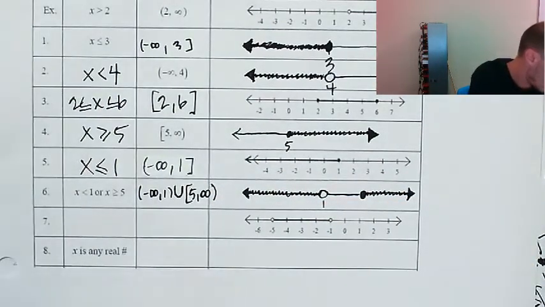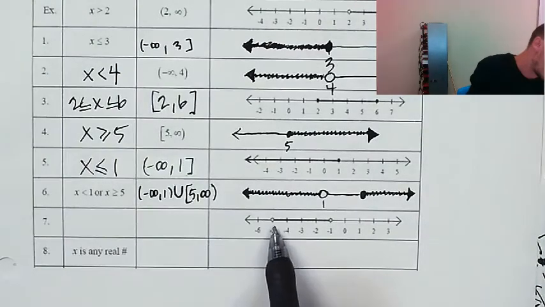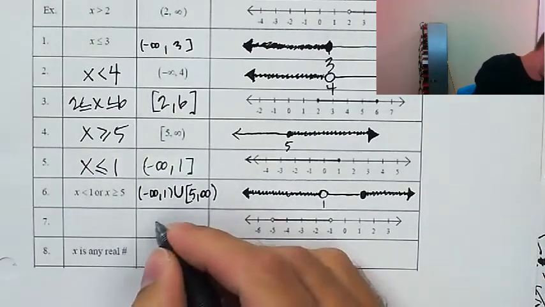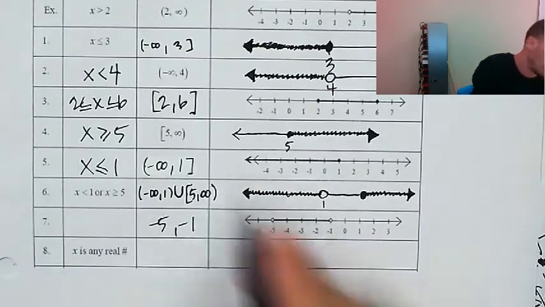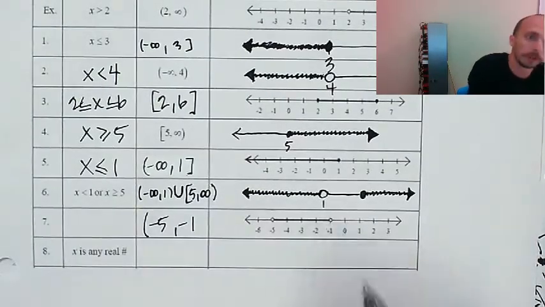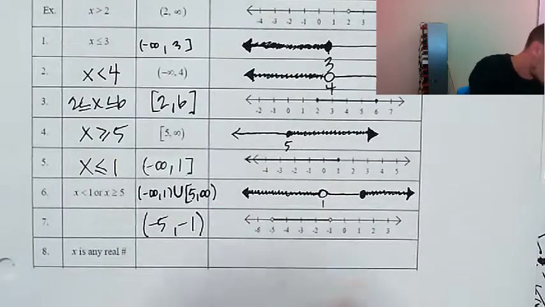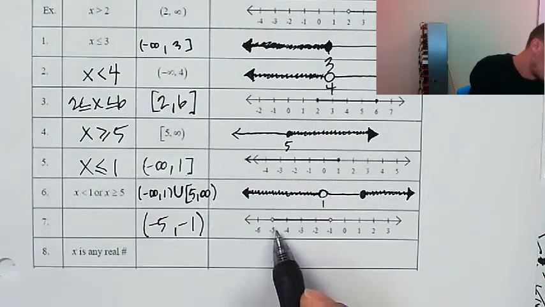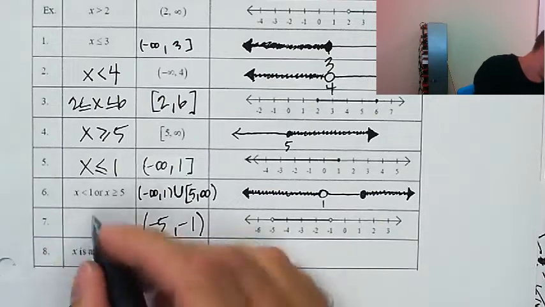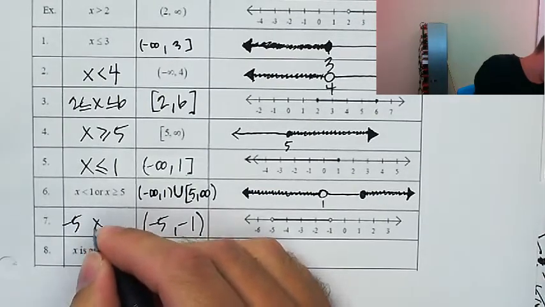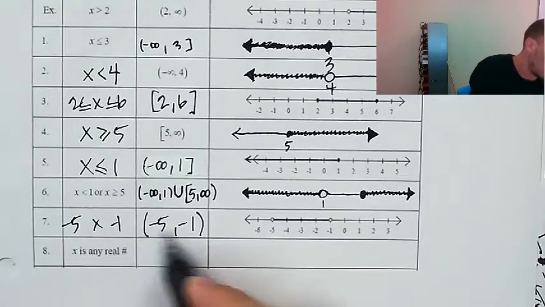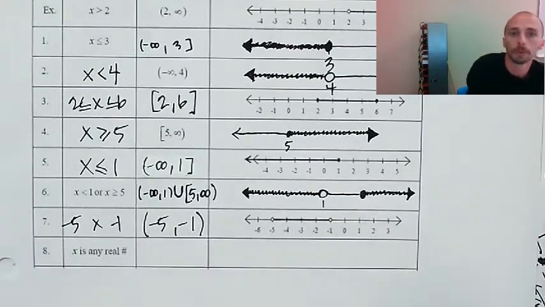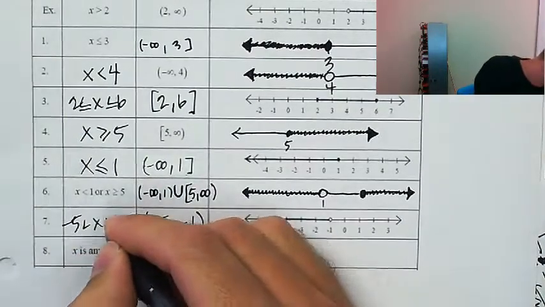All right, and then over here, we've got negative 5 up to negative 1. We're not including negative 5, so we put a parenthesis. We're not including negative 1, so we put a parenthesis on that. To write it as an inequality, it's a bounded interval, so we're just going to say negative 5 up to negative 1, but it's going to be strictly less than because we've got 2 parentheses or 2 open circles. However you want to look at it.